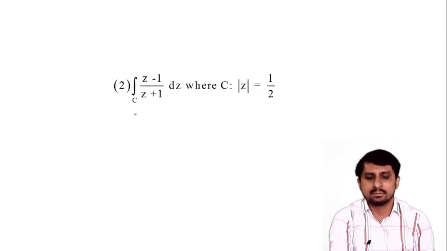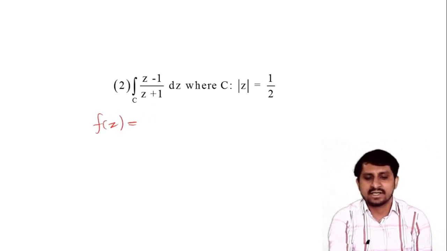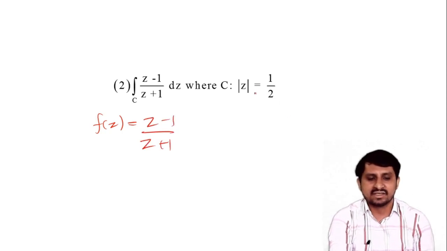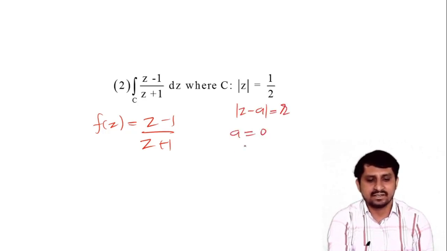Let's take one more example. z minus 1 upon z plus 1. So we know that f of z is z minus 1 upon z plus 1, and mod z equal to 1 by 2 is given. Compare this equation with mod z minus a equal to r. So what is your a? a is equal to 0, and r is 1 by 2.